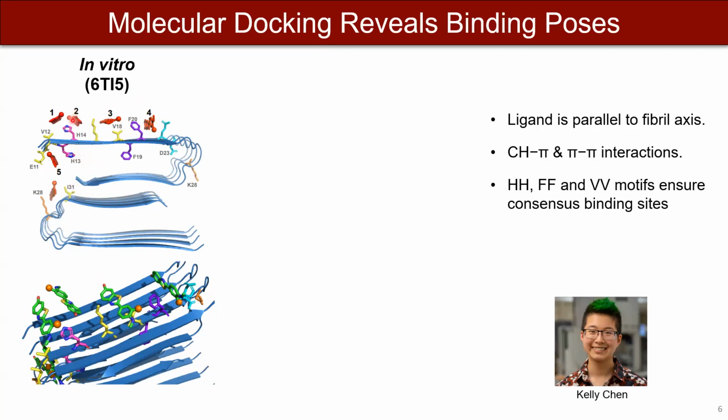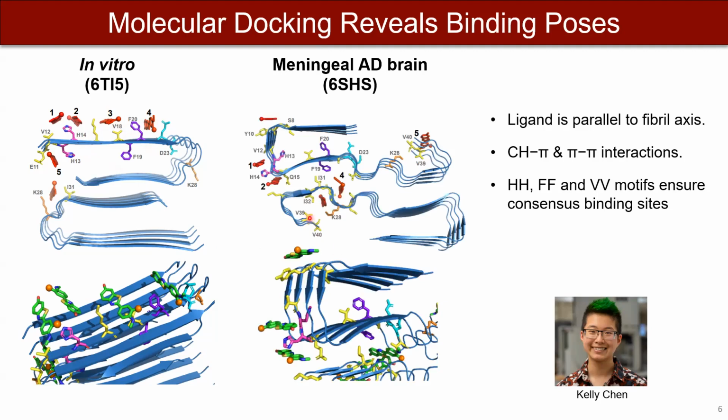The aromatic planes form various angles with the local beta sheet planes and are apparently stabilized by either CH-pi or pi-pi interactions. Interestingly, similar binding sites and poses are observed on a model derived from meningeal fibrils extracted from AD brain. So we hypothesized that the unique double histidine, double phenylalanine, and double valine motif ensures the consensus binding sites, no matter what the exact arrangement of the side chains.